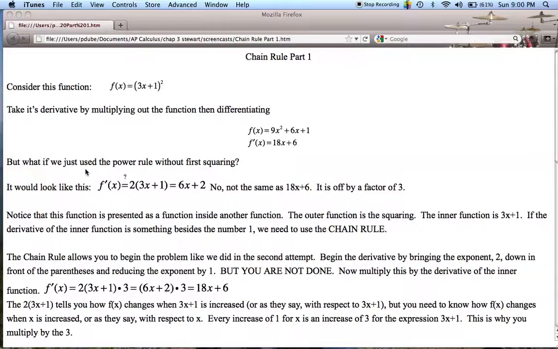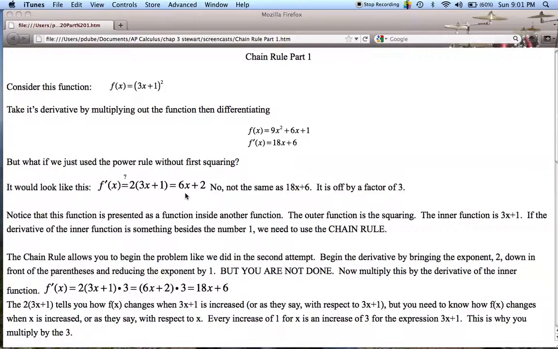But what if we just use the power rule without foiling the polynomial out? You might try this. That's why I have a question mark. We're not sure this is right. But let's see. Does the derivative of f equal 2, see, I brought the power down, I brought the 2 down in front, times 3x plus 1 to the first power. That would be 6x plus 2. That's not the same as 18x plus 6. If you look, it's actually off by a factor of 3.